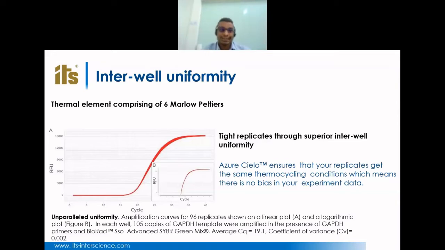In each qPCR system, there will be a thermal block which takes care of the temperatures. And in the Azure thermal block, there are 6 Peltiers. It is premium. Having 6 Peltiers instead of 1, 2, or even 3 means you regulate the temperature very well in each of your wells. Each of your samples will get the intended cycling temperatures. With this you can eliminate any bias in your experiment.